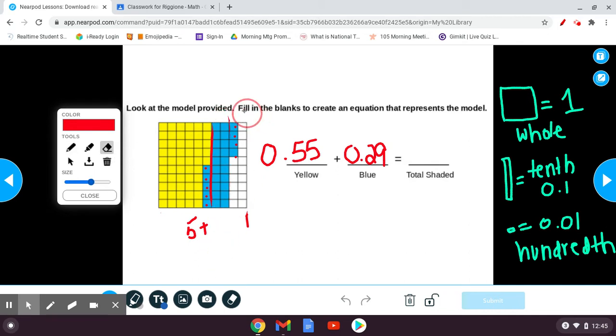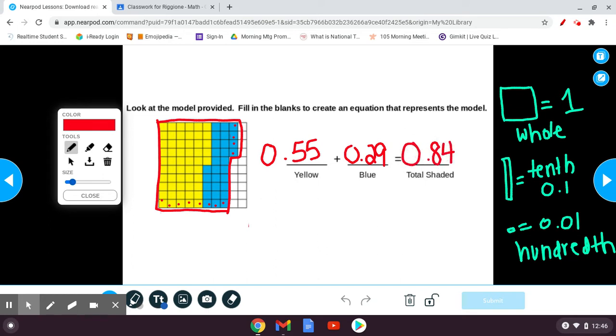The last piece that we have to go ahead and fill in is the sum. The sum is the answer to an addition problem. And in this case, it's going to represent everything that is shaded in the entire grid. So I can see that I have 1, 2, 3, 4, 5, 6, 7, 8 columns shaded in. And then I have 1, 2, 3, 4 extra blocks. So there are a total of 84 little blocks shaded in for 84 hundredths.